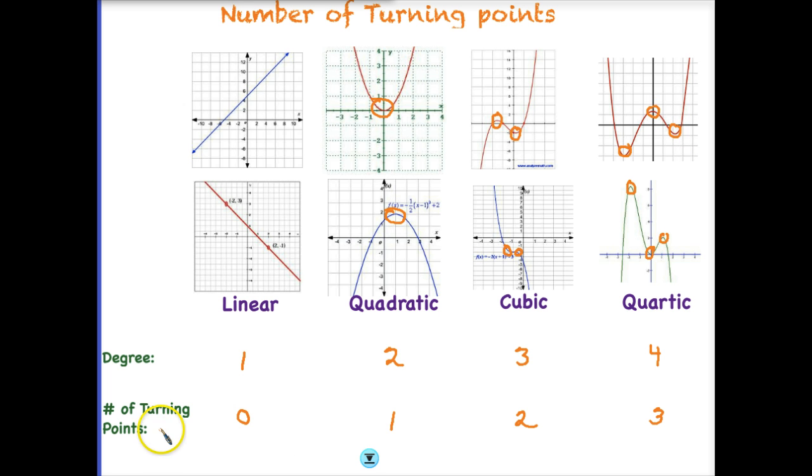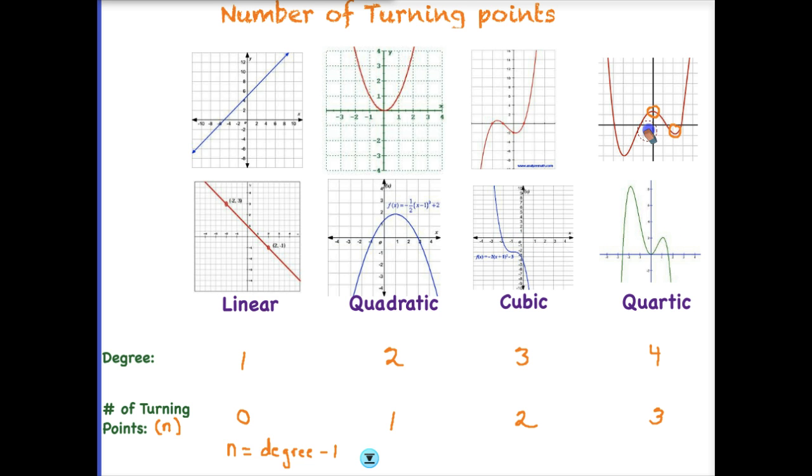So if we wanted to find turning points, let's just say that turning points, we're going to call that n, the number of turning points. The number of turning points is always going to be equal to the degree of the polynomial minus 1. So that's how we'll know how many times the function turns. All right, let's go ahead and erase our marks, and let's talk about something else.